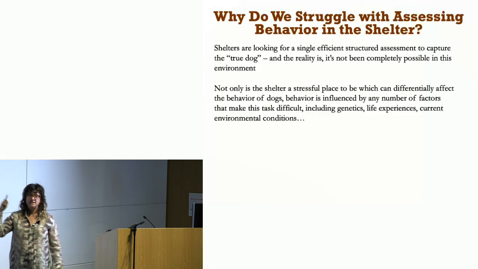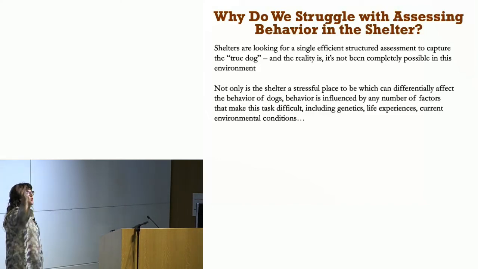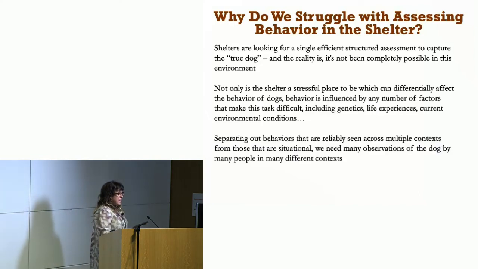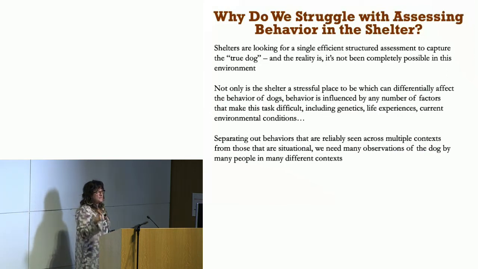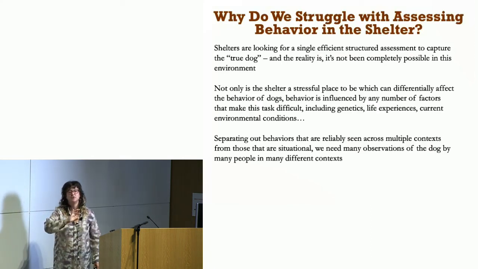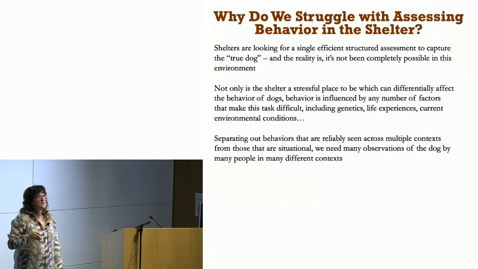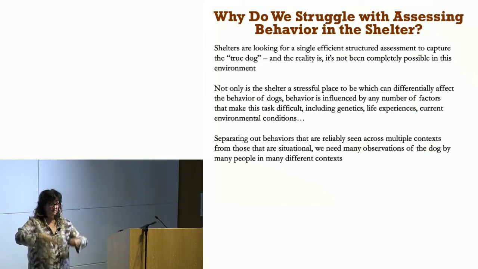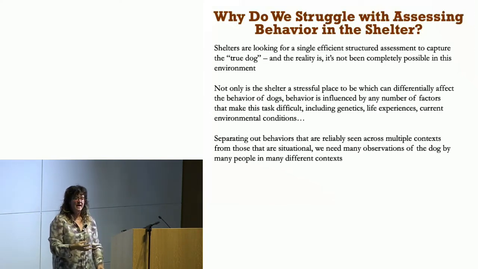Genetics, life experience, current environmental conditions, the emotional state of the animal. We can name so many things that make it really hard to understand the dogs. And I think we want to separate out behaviors that are reliably seen across multiple contexts from those that are just situational, and that doesn't mean that the situational stuff doesn't matter. When we're caring for the dog in the shelter, if they're having a particular challenge around being in a certain situation or interactions, we need to pay very close attention to that.